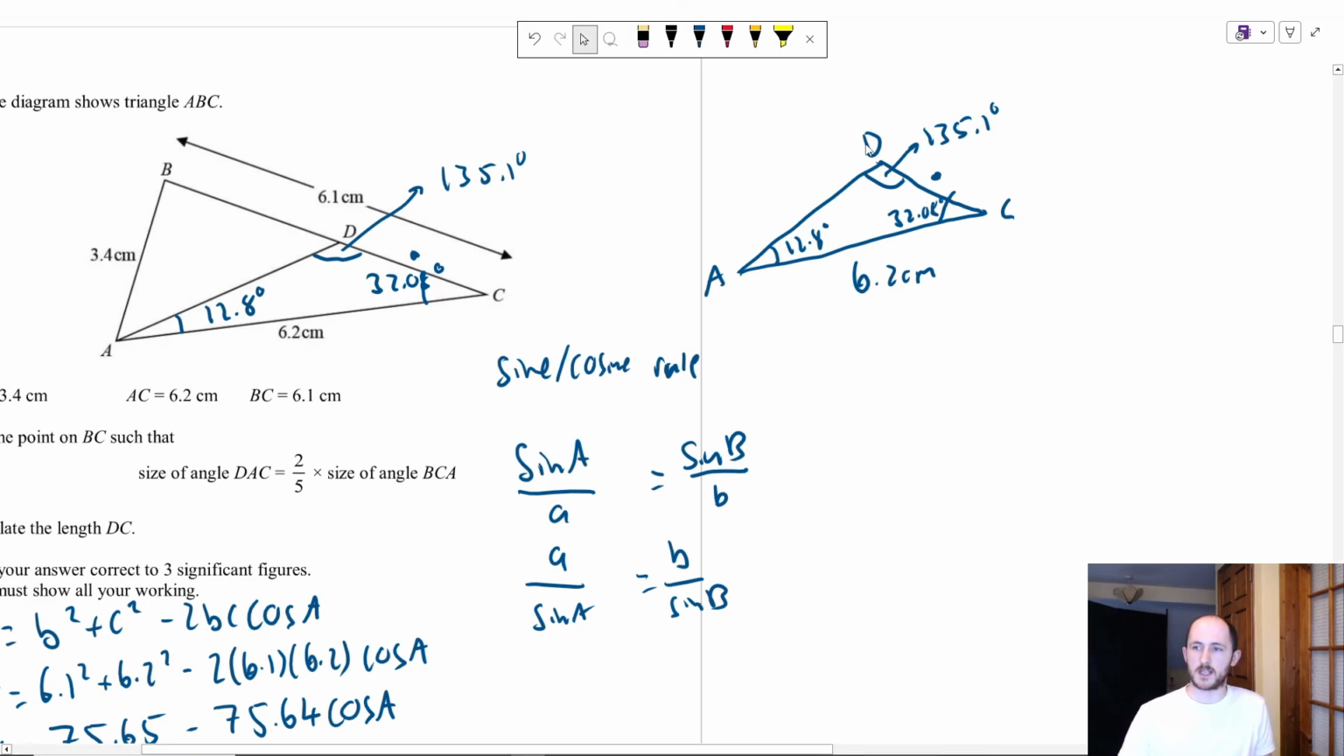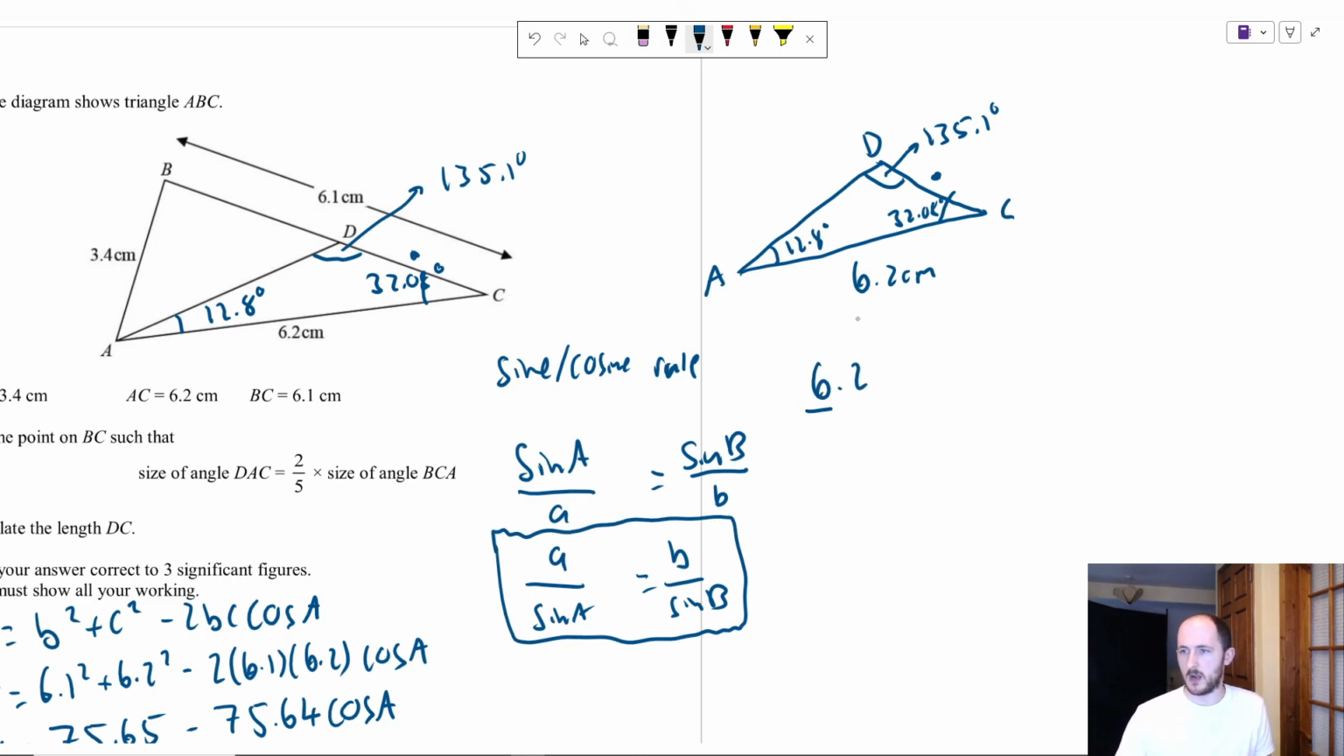Now we just do the sine rule. Yeah, exactly. So we have an angle and its opposite side, and we want to work out this side and we have its opposite angle, so we can use the sine rule here. So we have 6.2 over sine of 135.1 equals whatever DC is over sine 12.8.